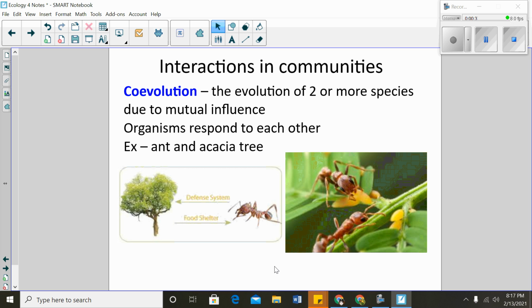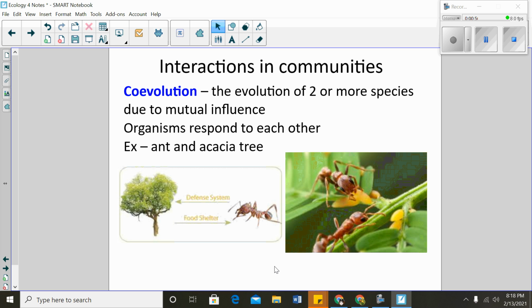Another interaction is what we call coevolution. It's the evolution of two or more species due to a mutual influence. Basically, organisms respond to each other. In the rainforest, there's a tree known as the acacia tree, and there's a particular ant that lives on the tree. So what's the big deal?